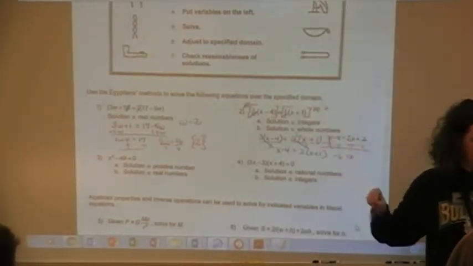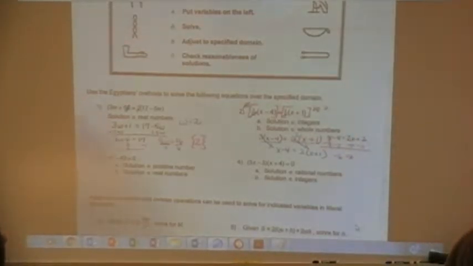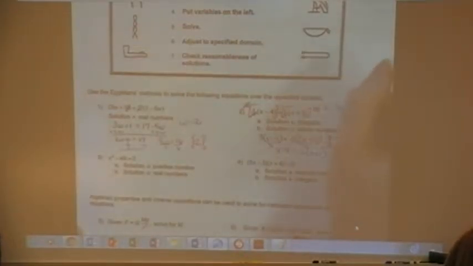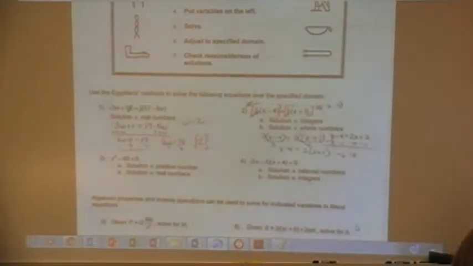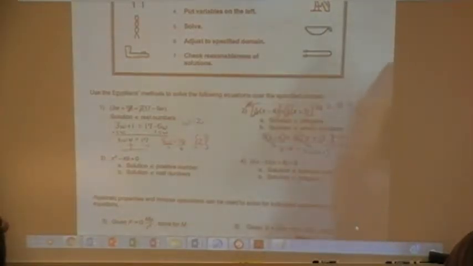Now we have to make sure that we're inside of each domain, and it's giving me 2 separate domains. So let's talk about A first. A is integers. Is negative 6 an integer? Yes. So that gets to go inside my solution set for A.